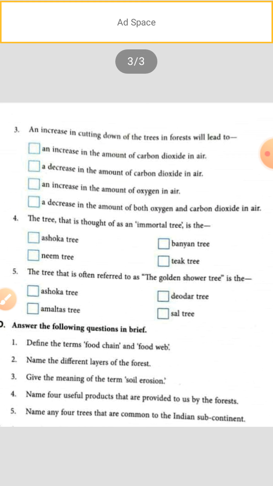Next is the food web. What is a food web? Interconnection of food chains. That is known as the food web.